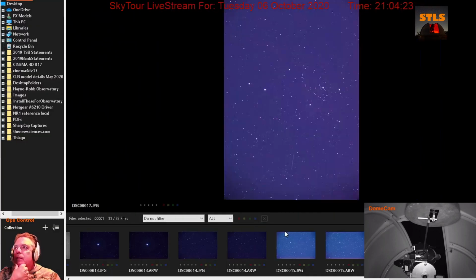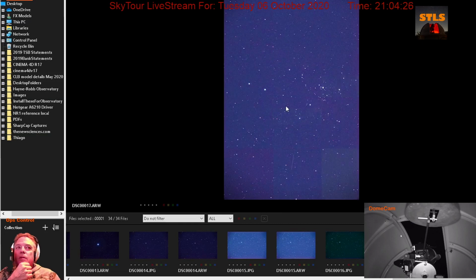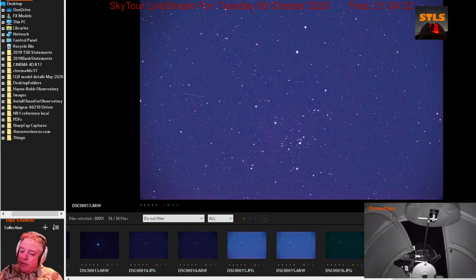Daryl, you remember the Heart Nebula? We've looked at it before. Oh, yeah. Yep. Heart and soul right next to each other. Yeah, and we're seeing it right now. Here, let me show you what else we're seeing.